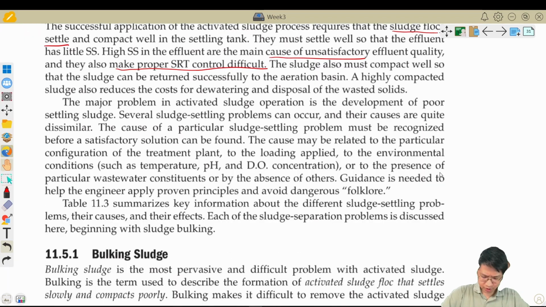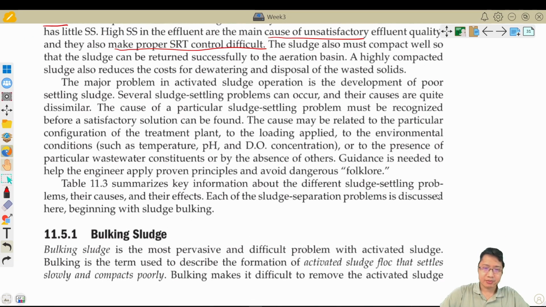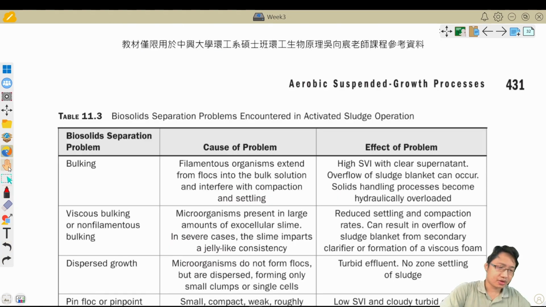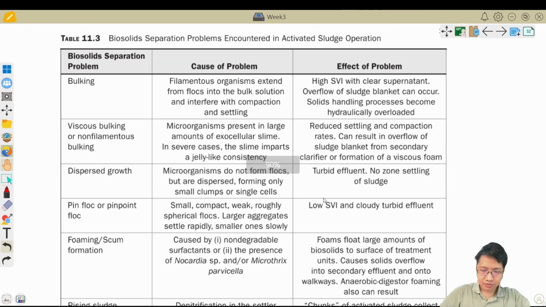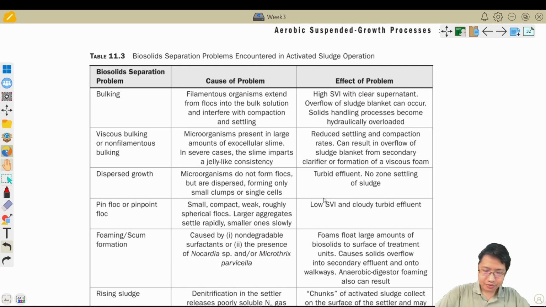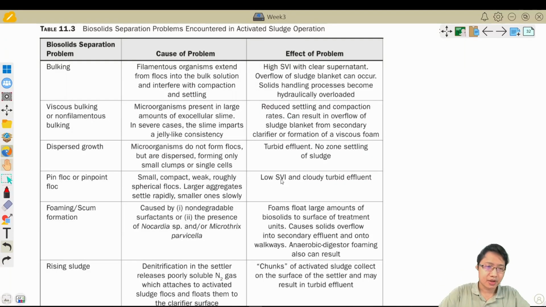So the settling of the sludge is a big issue for your activated sludge system. We sometimes face problems where the sludge cannot be well settled and concentrated in your settling tank. Here we list, from section 11.5.1, bulking sludge, and then we also have this table to show most of the issues we face with biomass separation problems.